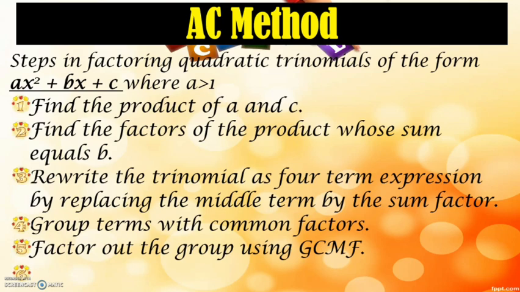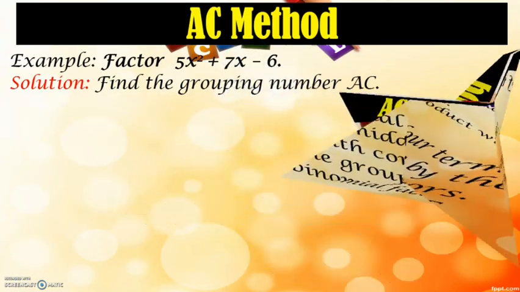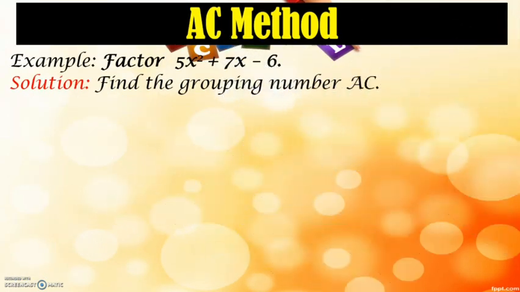Number 5, factor out the group using greatest common monomial factor. And number 6, write the binomial factors. Okay, let's try the first example. Factor 5x squared plus 7x minus 6.